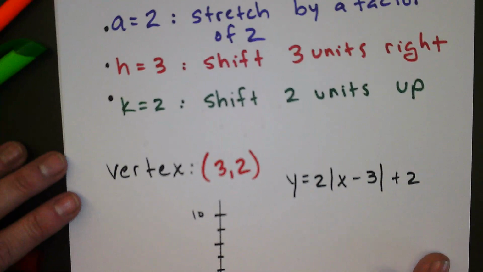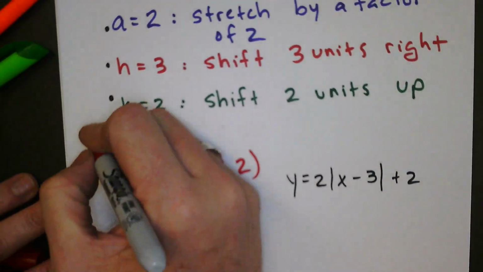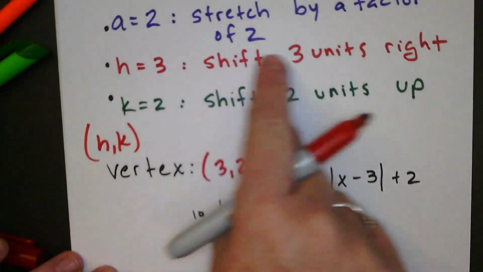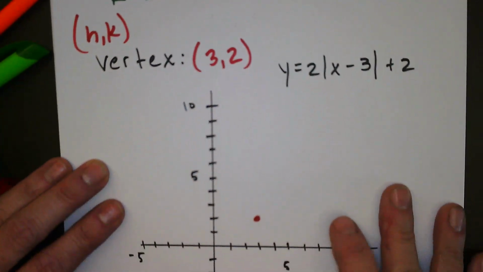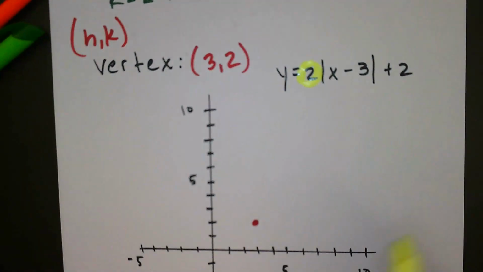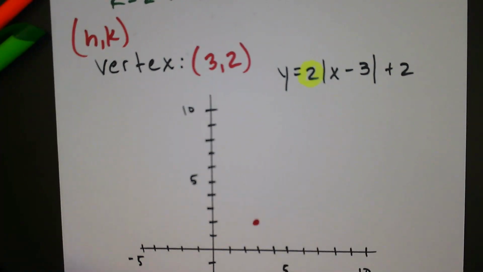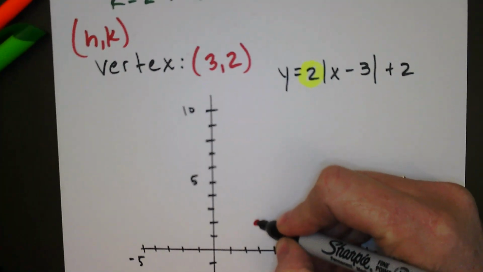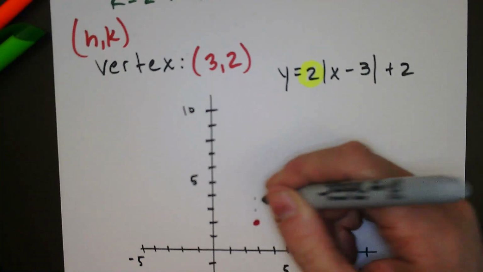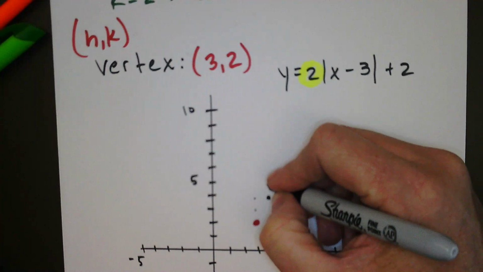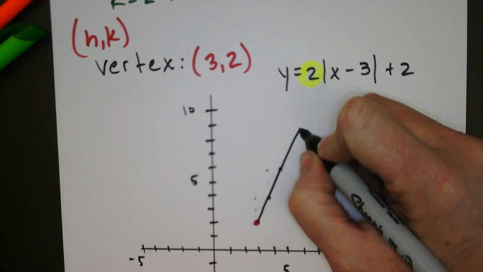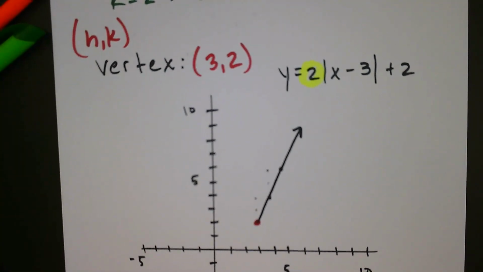My vertex, by the way, is always (h, k). The vertex is always going to be whatever my h and k values are, paired as a coordinate. 3 units right, 2 units up, (3, 2). There it is, (3, 2). Now my stretch is 2. That's my growth essentially on the right side. So I'm going to take a slope of up 2, right 1. I do these kind of tiny, so I'm going up 2, right 1. I'm going to do it again, up 2, right 1. And that's what's happening on the right side of my absolute value function.